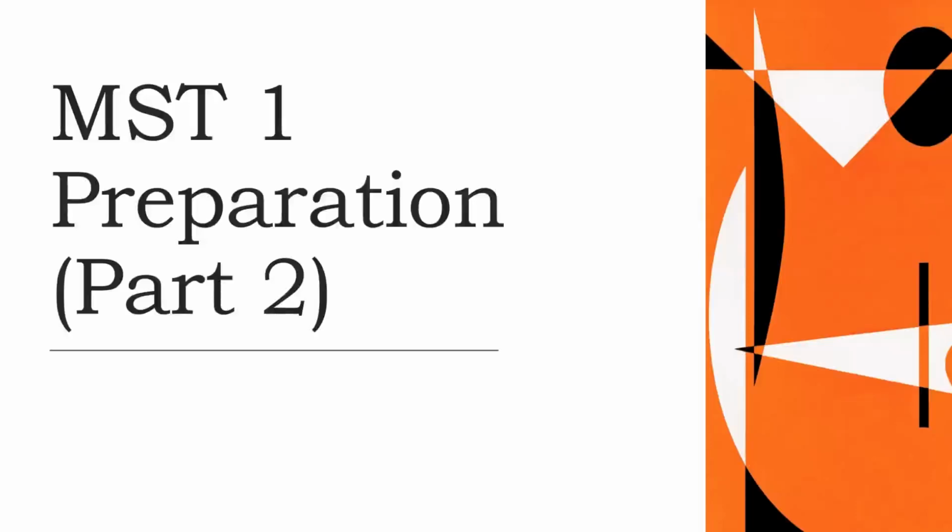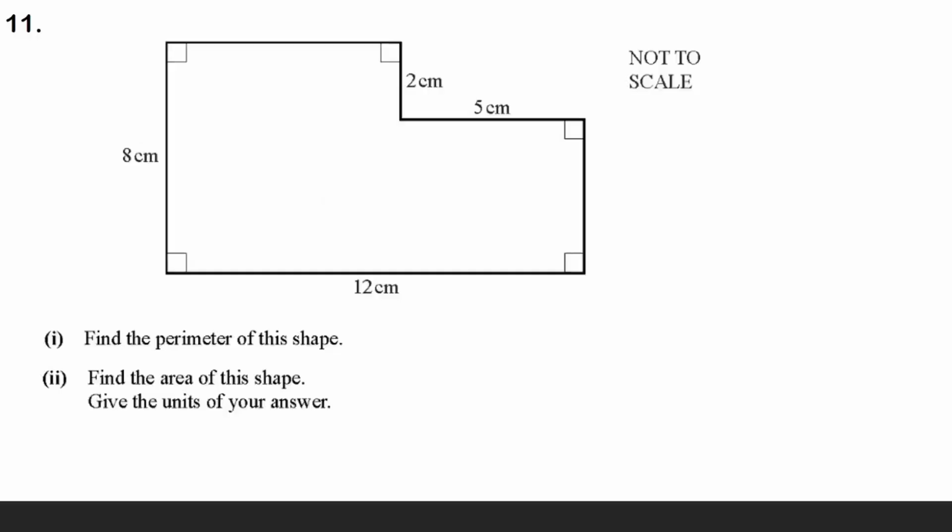MST1 preparation part 2. Let's begin with question number 11. In the diagram, find the perimeter of the shape and find the area of the shape. Give the units of your answer. So first thing first, look at the diagram. There are sides that are missing.